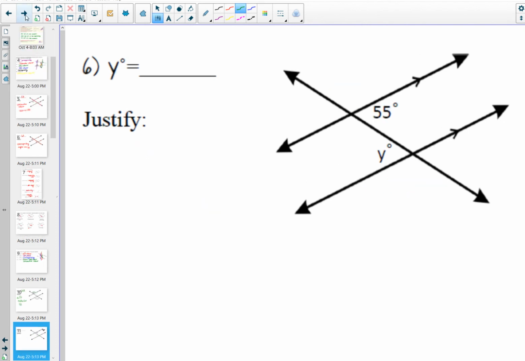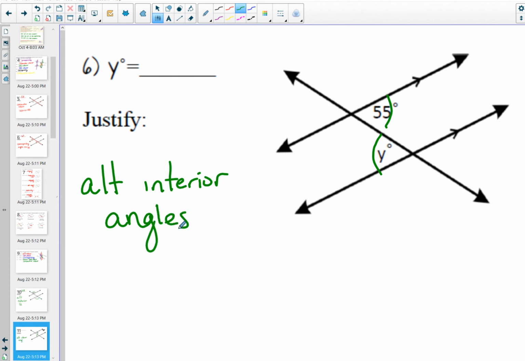More fun with numbers. Okay, we have angle 55. We have angle y. Look, Max over here is getting this. Okay, so we have alternate interiors. What do we know about alternate interior angles? It's not supplementary. Same side supplementary, SSS, linear pair. If it's alternate, it's what? Oh, it's congruent. Alternate interior angles are congruent. I'm going to write that.